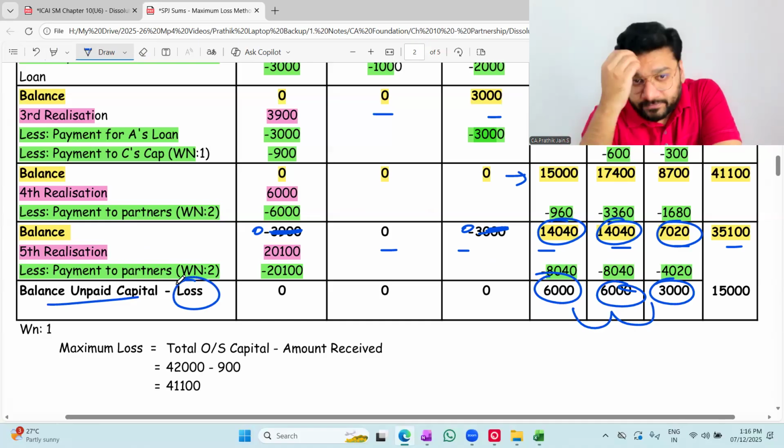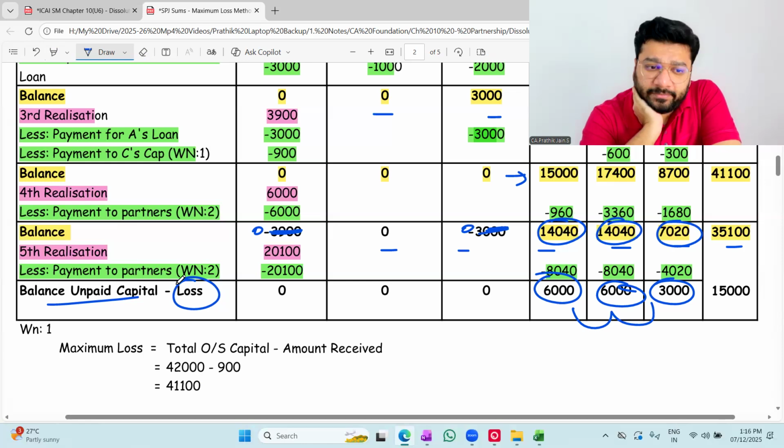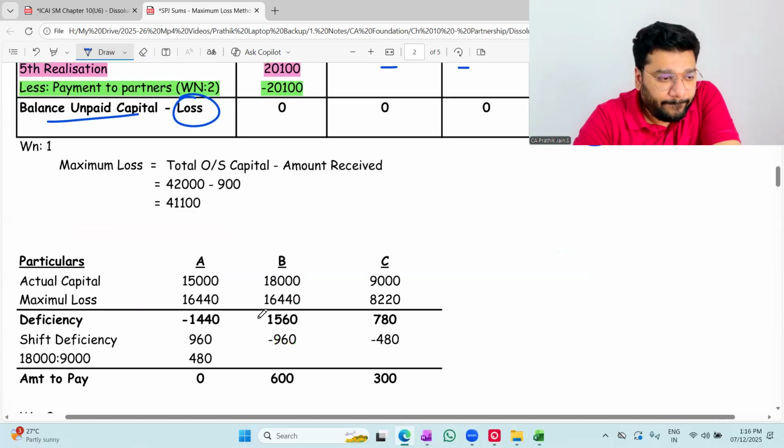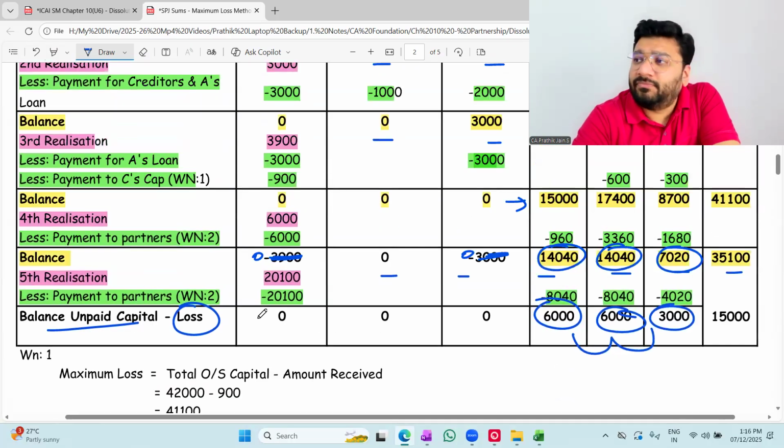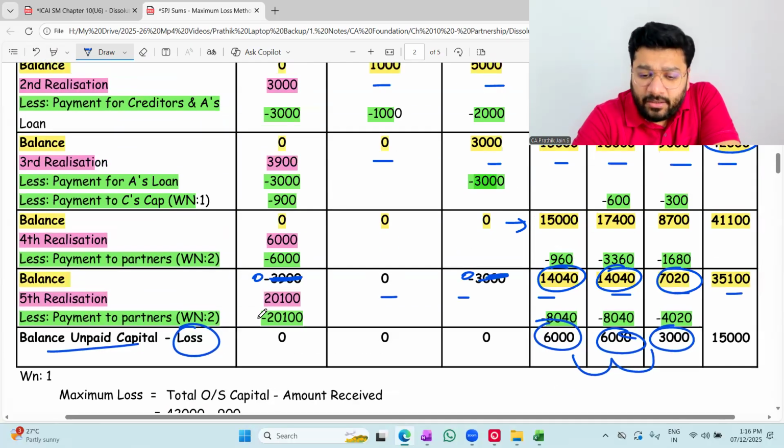Okay, not okay? Online people, okay, not okay? Okay, sir. With this, we're done with the maximum loss method. Now, we'll take a break for 4 or 5 minutes. We'll come back and continue with the last method. Online people, stay back, don't go anywhere.